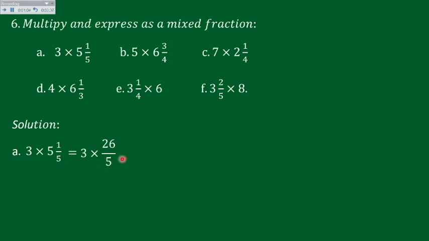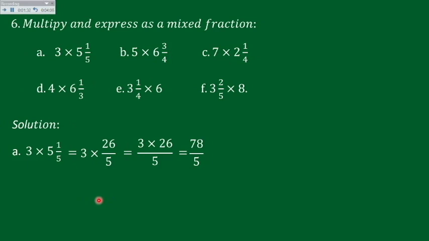Then afterward, check if anything is divisible here. I don't think anything is divisible, or we can reduce it. So directly you multiply 3 with 26 upon 5. Multiplied, what will you get here? You will get 78 upon 5. Then afterward you need to convert this into a mixed fraction. Convert and write your answer.